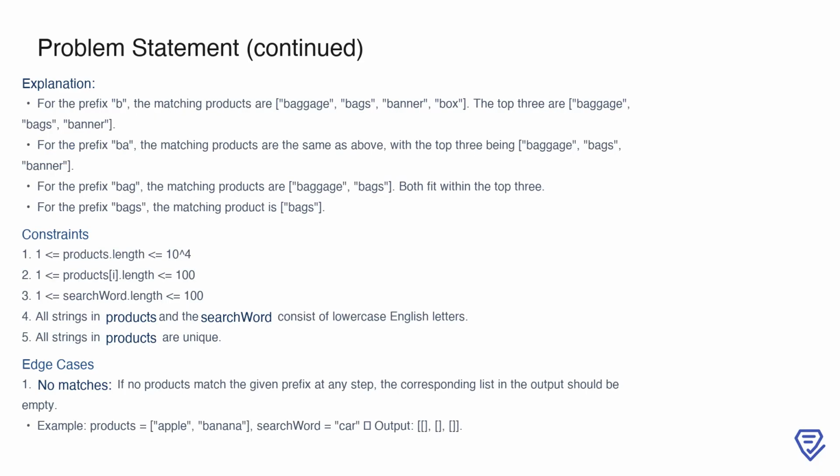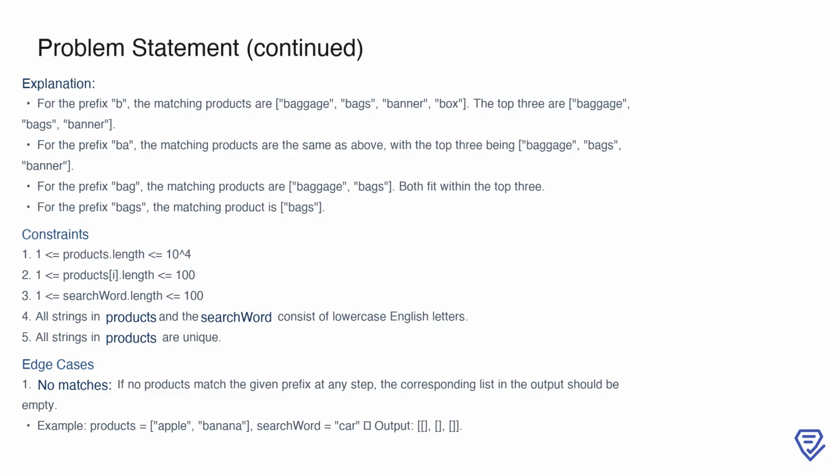Now, let's discuss the constraints and edge cases to keep in mind while designing the solution. The product list can contain up to 10,000 items, and each product name can be as long as 100 characters. Similarly, the search word can also have a length of up to 100 characters. All strings in both the product list and the search word consist of lowercase English letters, and all product names are guaranteed to be unique.